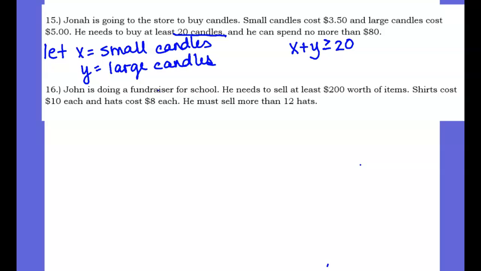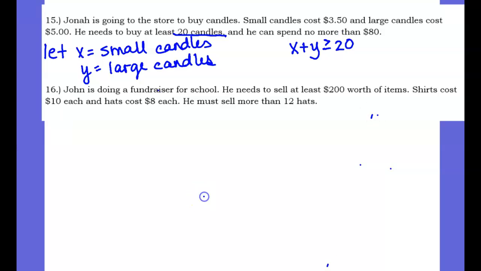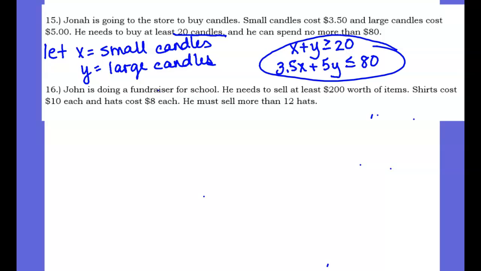Now the money one. Small candles are $3.50, so 3.5x, and large candles are $5. And he can spend no more than $80. So that means he has to spend $80 or less. So it's going to be less than or equal to 80. And there's our inequalities.